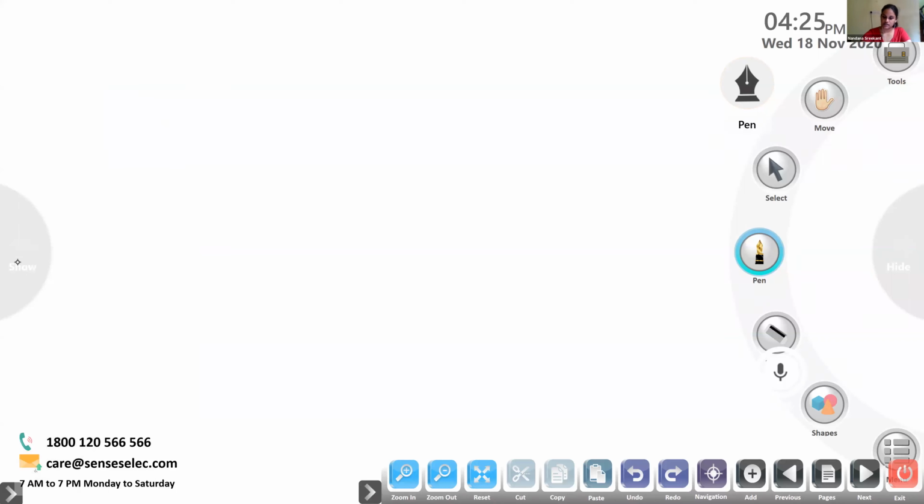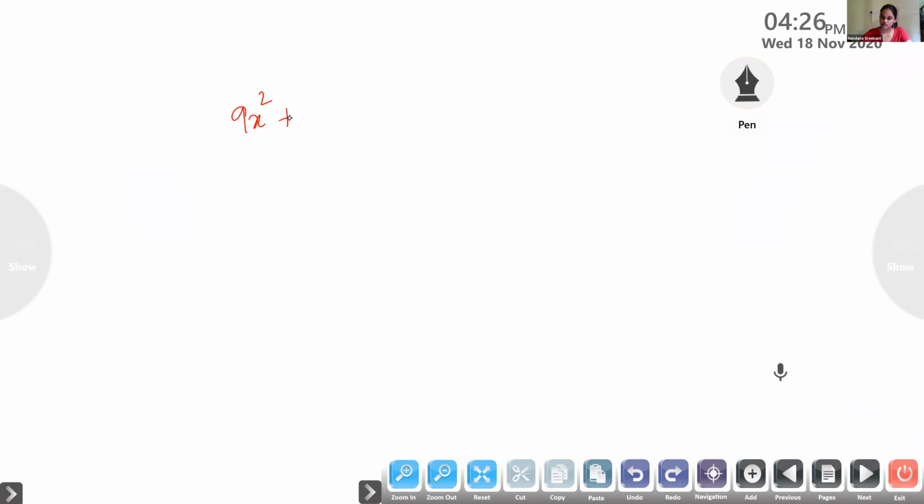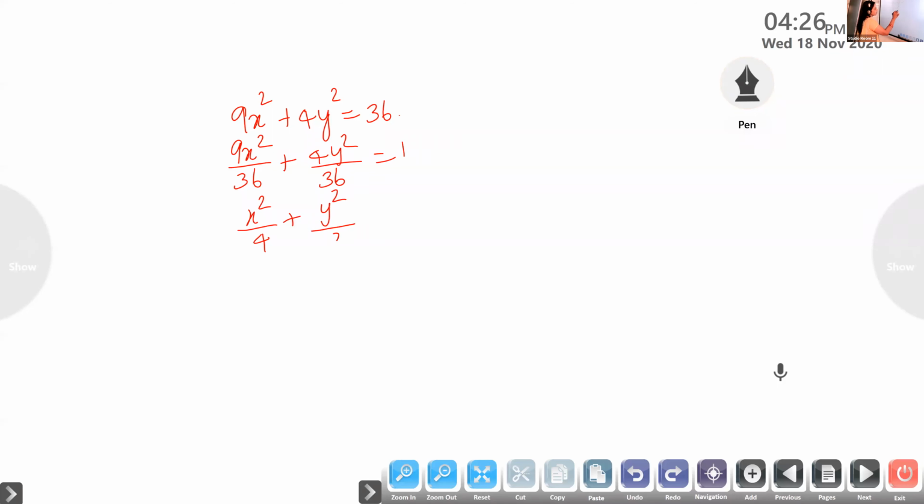9x squared by 36 plus 4y squared by 36. I think I made a mistake. Oh no. 9x squared plus 4y squared equal to 36. Okay, Nandana. So first we will write this equation in standard form. When you write in standard form, we will get 9x squared by 36 plus 4y squared by 36 is equal to 1.